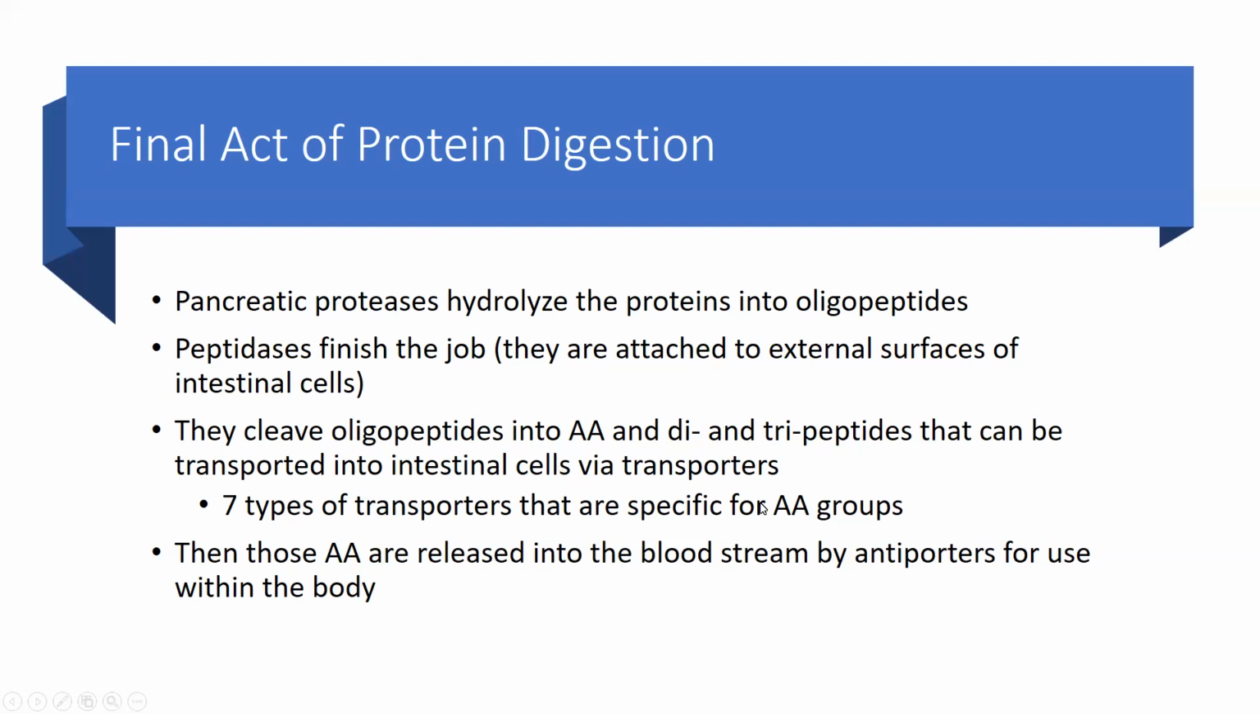And there are 7 types of transporters, and they're specific for specific amino acid groups. You do not need to memorize the 7 types of transporters. In fact, do not do that for this exam or ever. Then once those amino acids have been absorbed through the cell, they'll be released into the bloodstream, so then the body can use them.